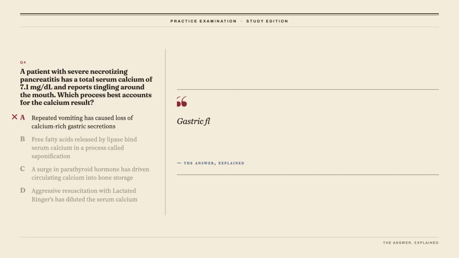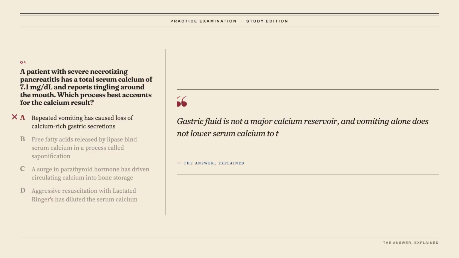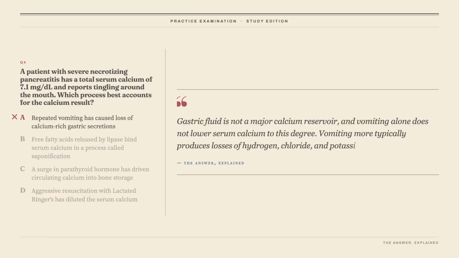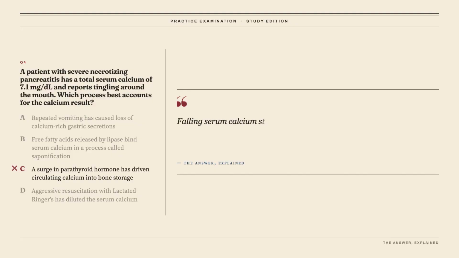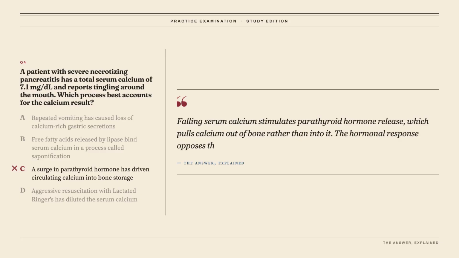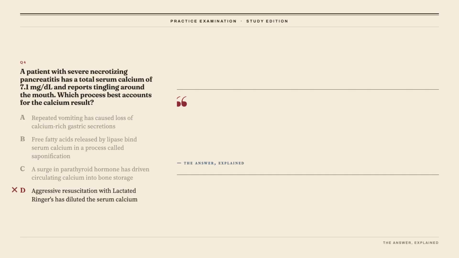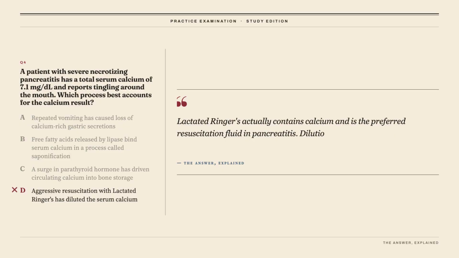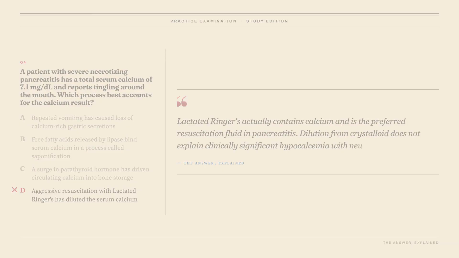A is wrong because gastric fluid is not a major calcium reservoir, and vomiting alone does not lower serum calcium to this degree. Vomiting more typically produces losses of hydrogen, chloride, and potassium. C is wrong because falling serum calcium stimulates parathyroid hormone release, which pulls calcium out of bone rather than into it. The hormonal response opposes the hypocalcemia rather than causing it. D is wrong because lactated Ringer's actually contains calcium and is the preferred resuscitation fluid in pancreatitis. Dilution from crystalloid does not explain clinically significant hypocalcemia with neuromuscular symptoms.